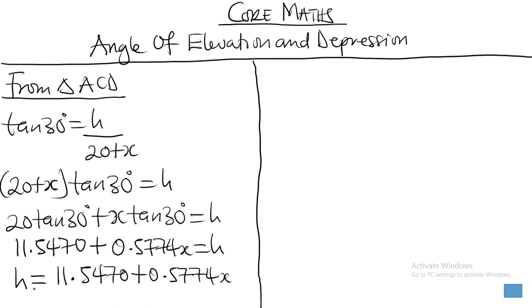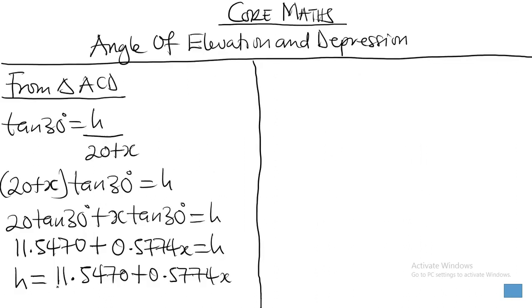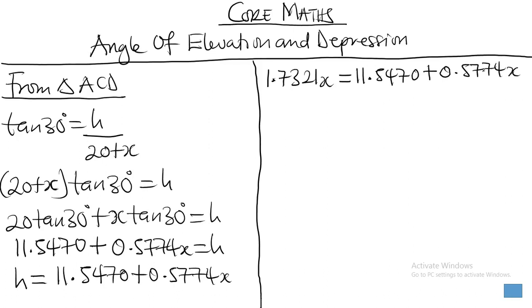Okay, so we can let this one be in terms of only x by substituting the value of h in this first equation here. That one will make our work easier. It will be linear. So we are now going to have 1.7321x equal to 11.5470 plus 0.5774x. Good. So we have substituted the h here.